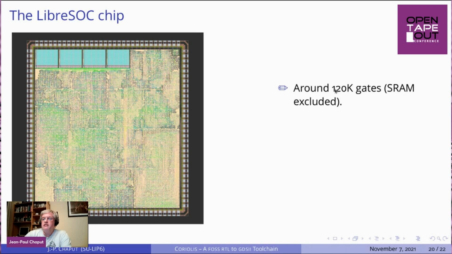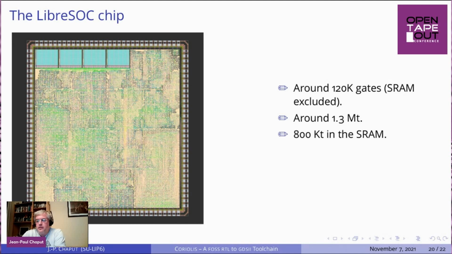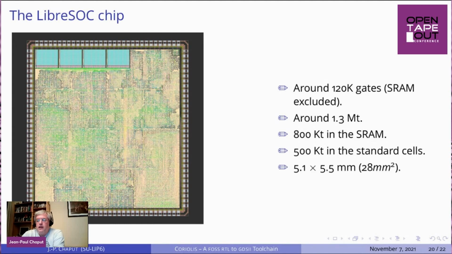So the standard cell part is about 120 kilogates. The whole thing contains about 1.3 million transistors, approximately, of which 800 thousand are in the SRAM, and the rest is in the standard cells. The chip itself is about 5 by 5 millimeters.